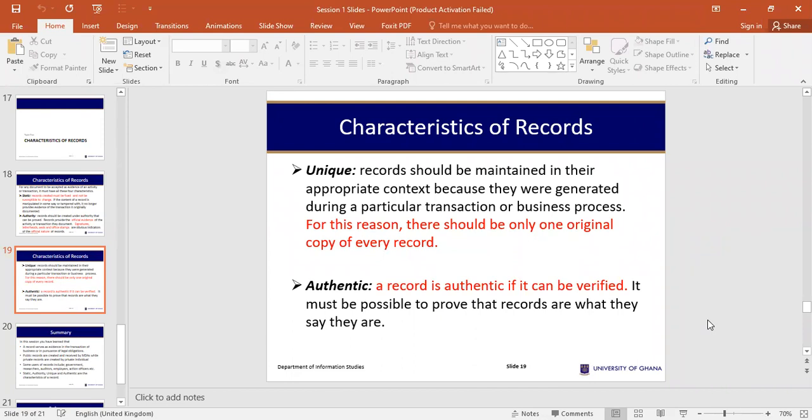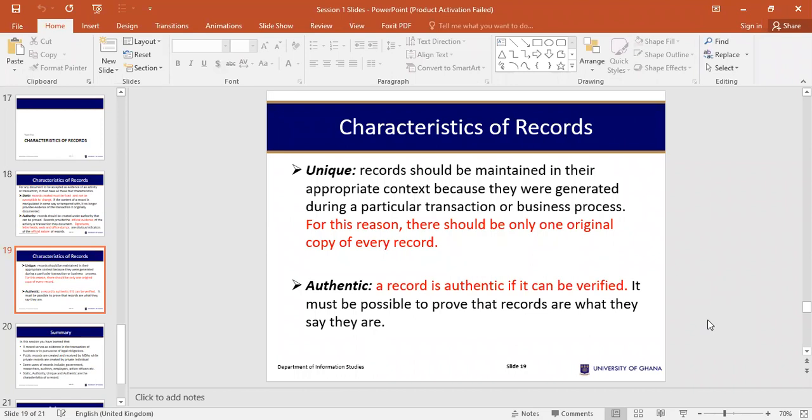And for this reason, there should be only one original copy of every record. When it comes to records management, you can have duplicate copies. Today it's even easier. Scanned copies can look like the original, but there's always one original copy. The others are all duplicates.